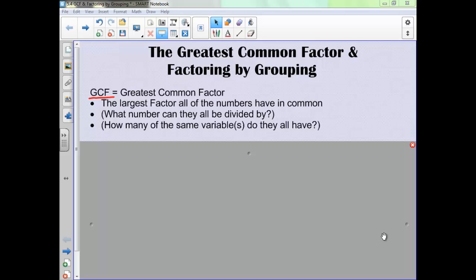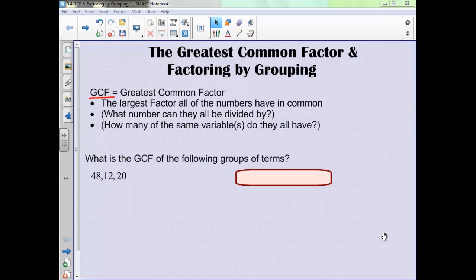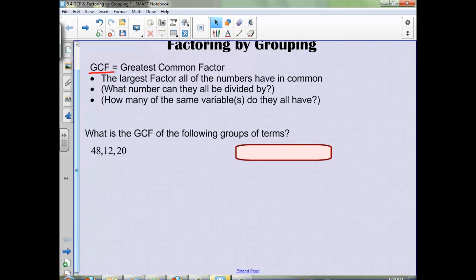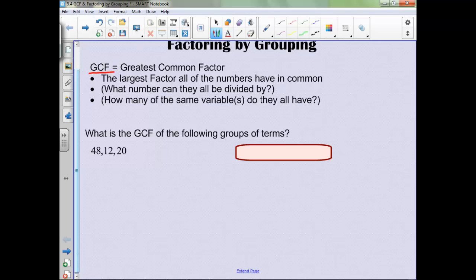And then you also have to look at the variable. So how many of the same variable, or variables plural, do they all have? So we're going to start by just finding the GCF of these three numbers. The strategy I'm going to use here, you don't necessarily have to do the whole time. You could look at the numbers and see the largest number that divides all of them.